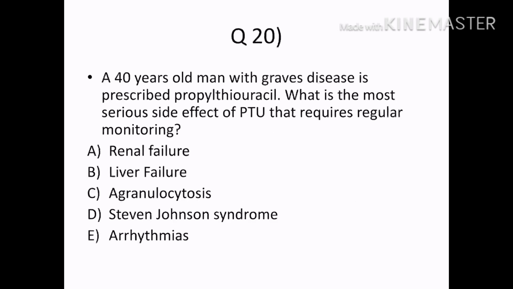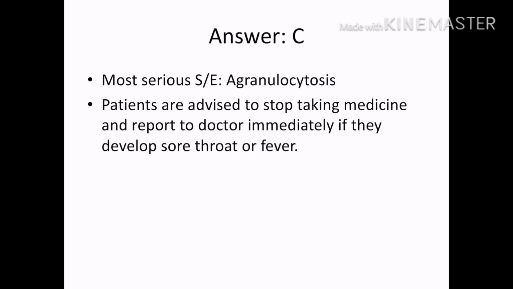Question number 20. A 40 years old man with Graves' disease is prescribed propylthiouracil. What is the most serious side effect of propylthiouracil that requires regular monitoring? Renal failure, liver failure, agranulocytosis, Stevens-Johnson syndrome, arrhythmias. The most serious side effect of propylthiouracil that requires regular monitoring is agranulocytosis. Now, agranulocytosis can develop suddenly. Therefore, at the time the medicine is prescribed, patients are advised to stop taking medicine and report to doctor immediately if they develop sore throat or fever.